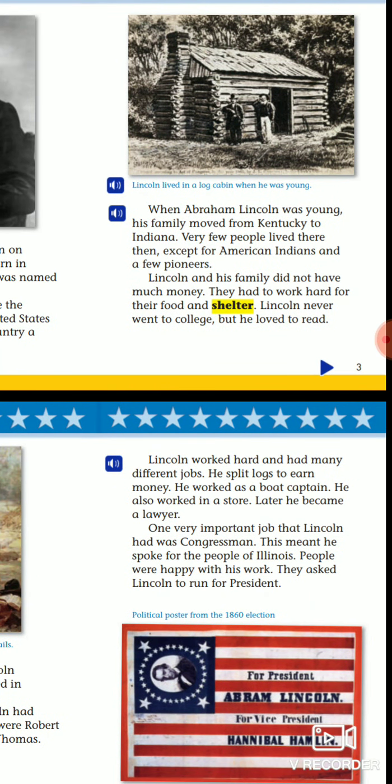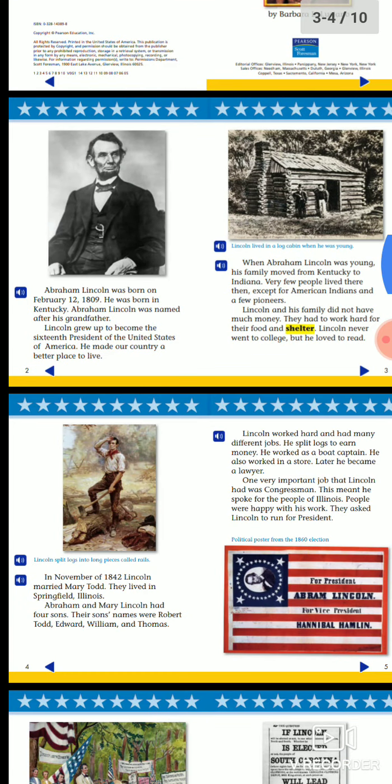When Abraham Lincoln was young, his family moved from Kentucky to Indiana. Very few people lived there then, except for American Indians and a few pioneers. Lincoln and his family did not have much money. They had to work hard for their food and shelter. Lincoln never went to college, but he loved to read.